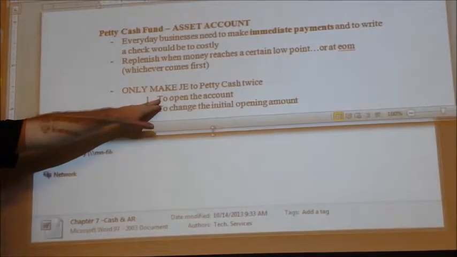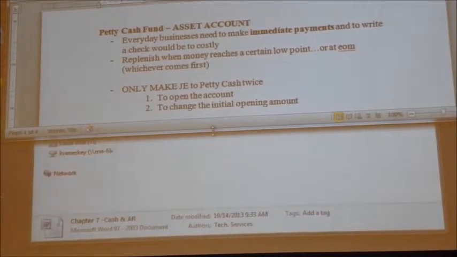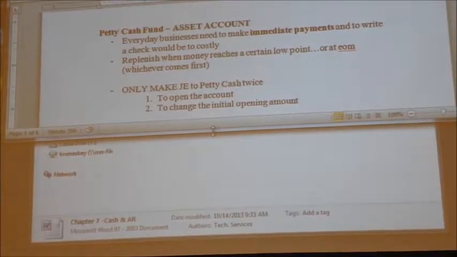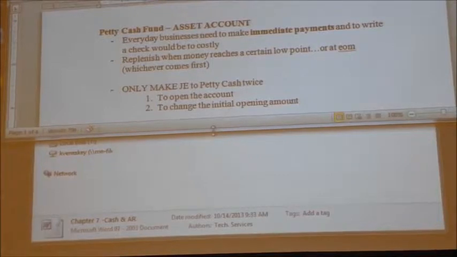If you need to open up the account because you don't have one yet, and you say, yeah, we need to make a petty cash. All right, yeah, that's obvious. We need to make a journal entry to start a petty cash account.